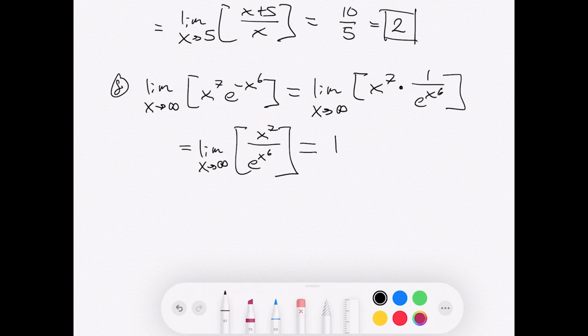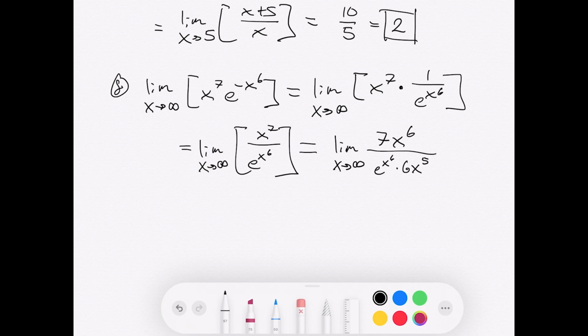Let's rewrite the limit first. Derivative of the numerator, 7x to the 6, right? The exponent multiplies out front. Decrease the exponent by 1. And in the denominator, the derivative of e to the u is e to the u du. So we keep our original expression, e to the x to the 6, and then we multiply by the derivative of the exponent, which is 6x to the 5. Very good.